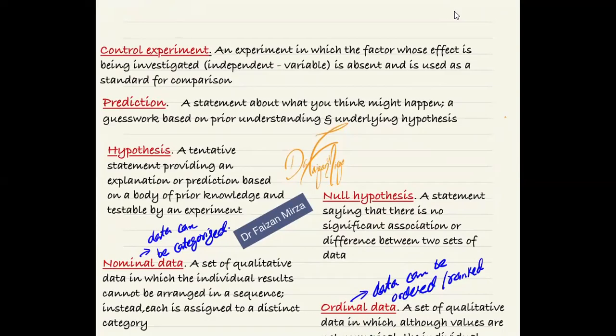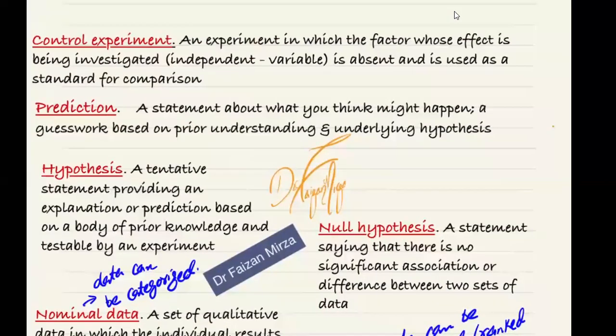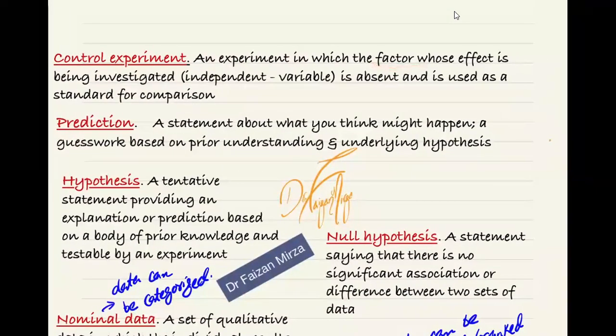So starting off, control experiment. What exactly is a control experiment? A control experiment is basically an experiment in which the factor which you are investigating, the independent variable, is absent. As already discussed, the independent variable is the cause. So you repeat an experiment without the cause. You just subtract out the cause from the experiment. So the experiment becomes a standard for comparison with an experiment in which the cause is there, because the cause will bring about a change in the effect. So the independent variable is the cause and the dependent variable is the effect.